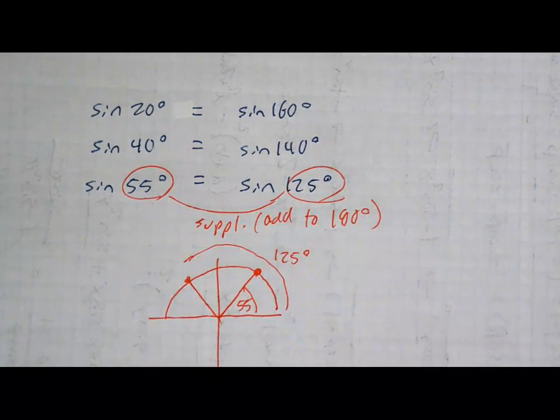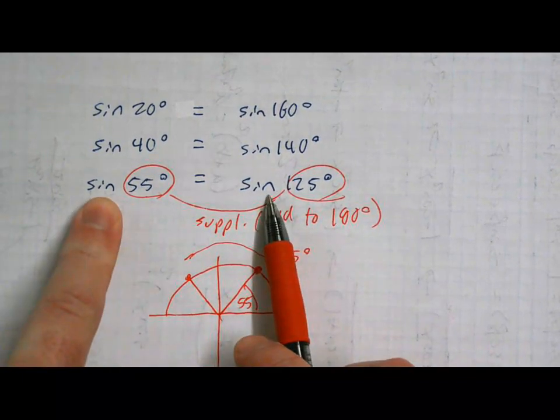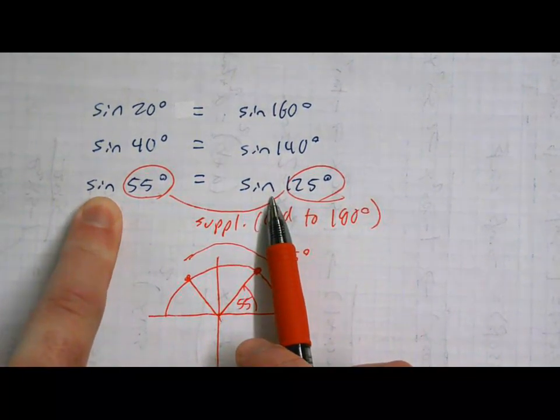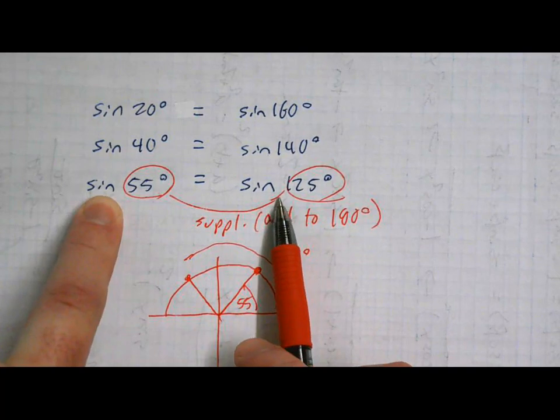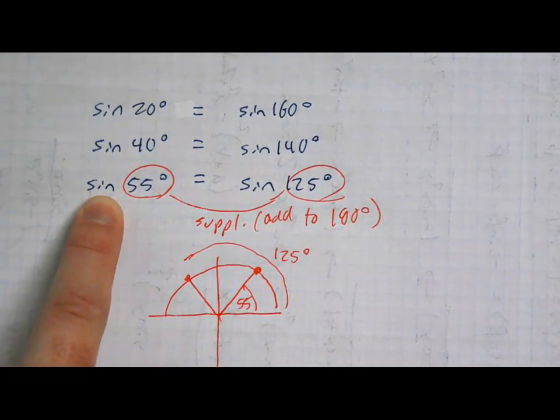What is the significance between those two things? Would anybody like to explain? What do you think, Miles? They would both have the same y coordinate, and that should make sense because the sine is the y coordinate. Why do they have the same y though? They're symmetrical from the origin.